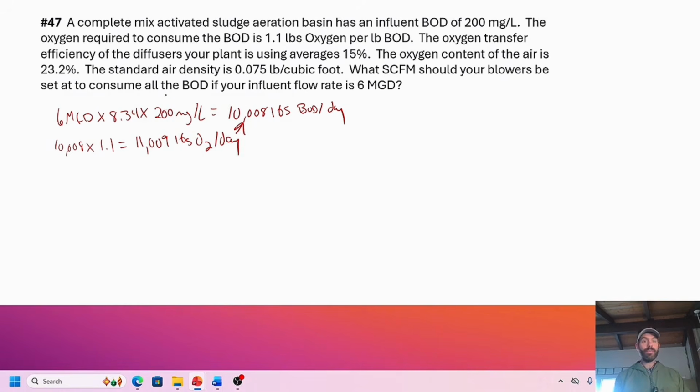Okay, but the oxygen transfer efficiency of the diffusers, or your plant's diffuser system, it would probably be a better way to write that, averages 15%. What does that mean? So when you're putting oxygen into aeration, not all of it is actually transferred over. Most of it disperses into the atmosphere.